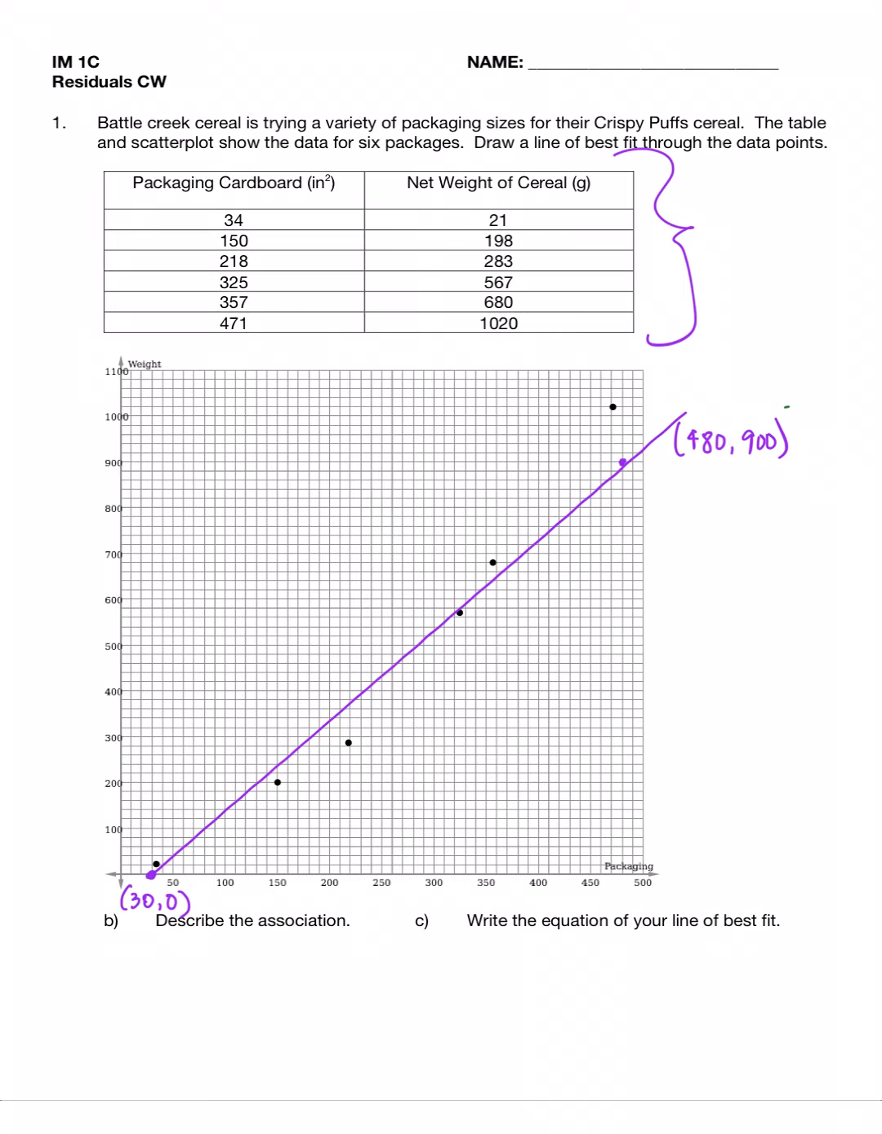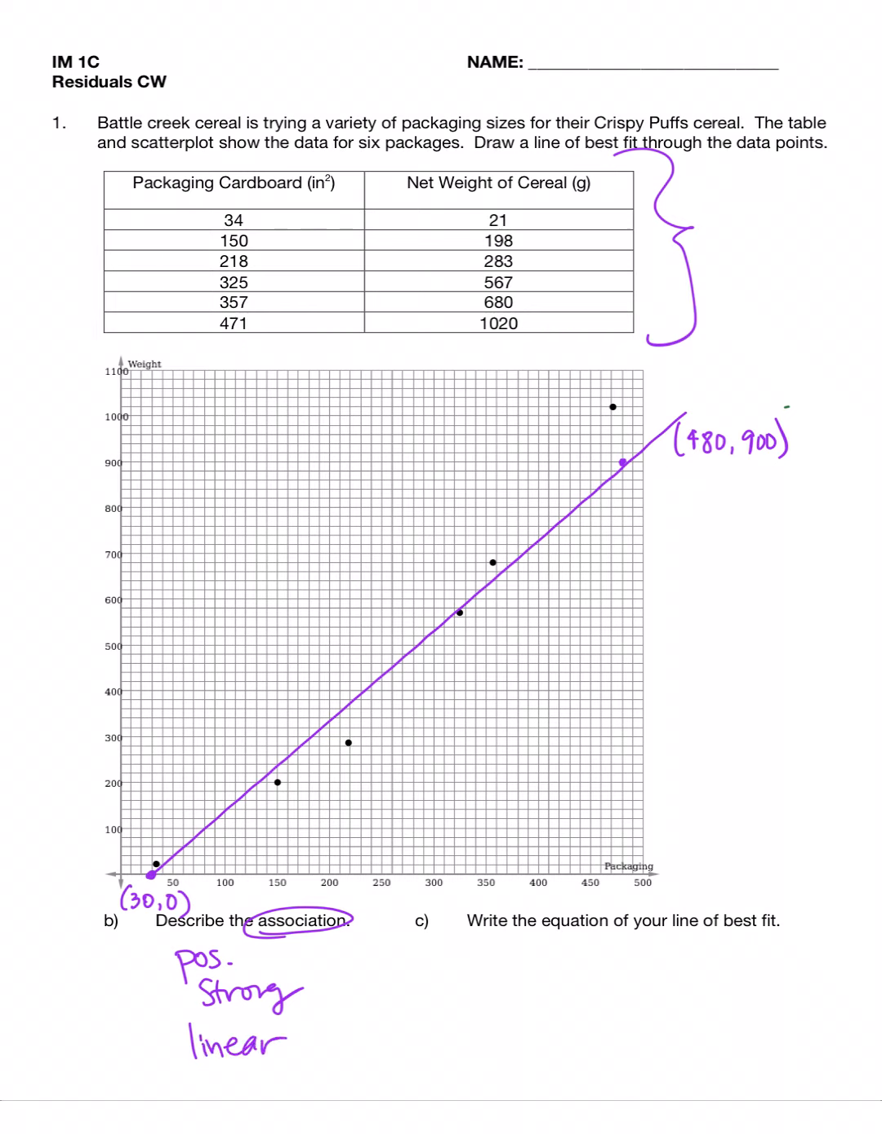So if you need to pause your video to draw that in, and I apologize, that's as close as I could get it. Okay, it's a pretty decent line. Now when it says here to describe the association, this is the lesson you learned yesterday. There are 3 different things that I want you to be able to describe here. Is this positive or negative? And this one's positive. Is it strong or is it weak? I would call this one strong. And is it linear or is it not? And this one is definitely linear.